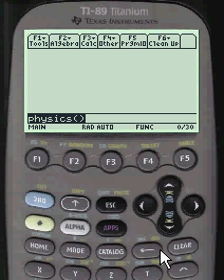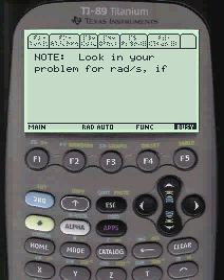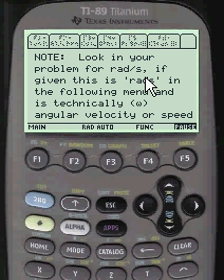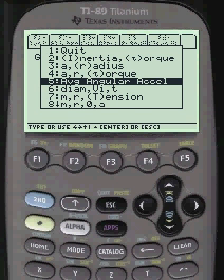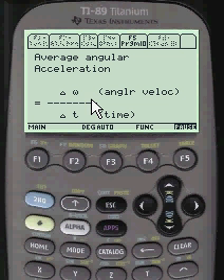So let's do it. Physics to get to my menu. I'm already at angular acceleration. Choose that. This just tells you that when you see rads per second, you're going to look for rads per second in my menu as well. Okay? We're after average angular acceleration in the problem. That's what it's asked for. And that's the change in angular velocity over the change in time.